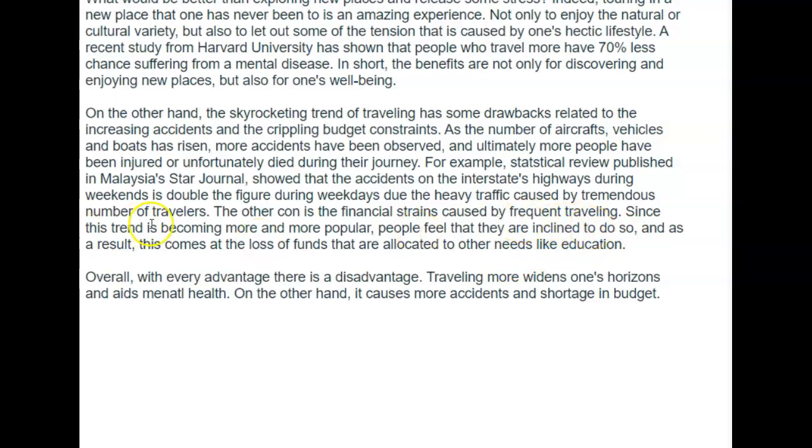Since the trend is becoming more and more popular, other people feel they are inclined. How can you say this? How about, people feel pressured perhaps to travel? And as a result, this comes at the loss of funds that should be allocated to other needs like education. All right, this is certainly more developed.